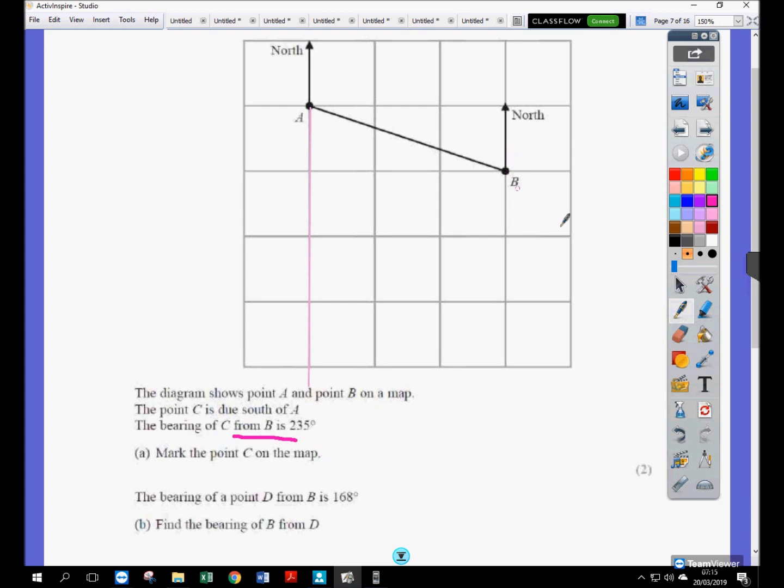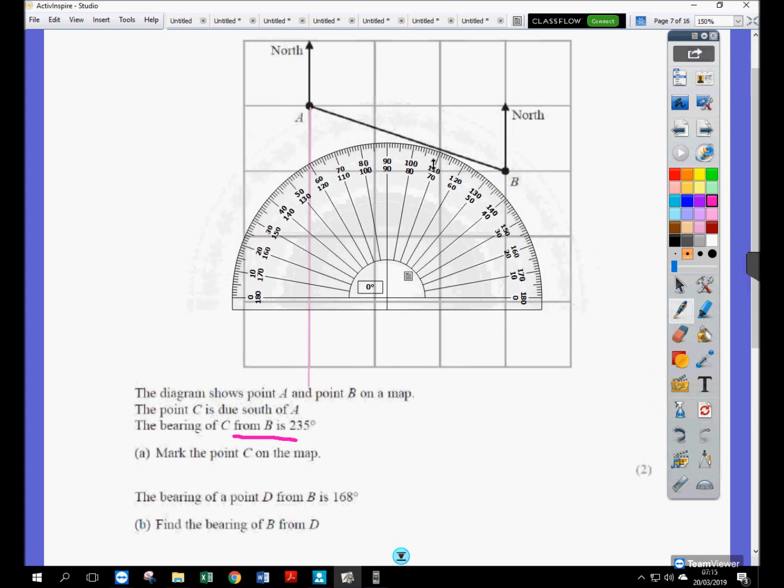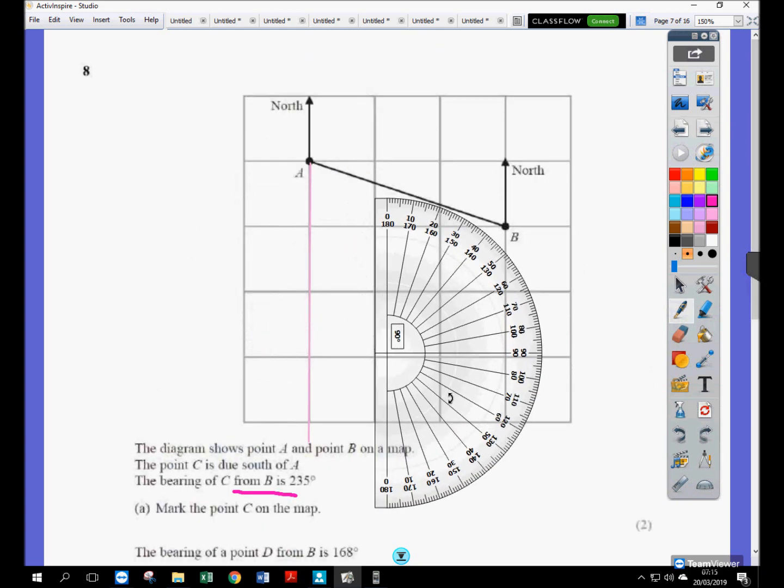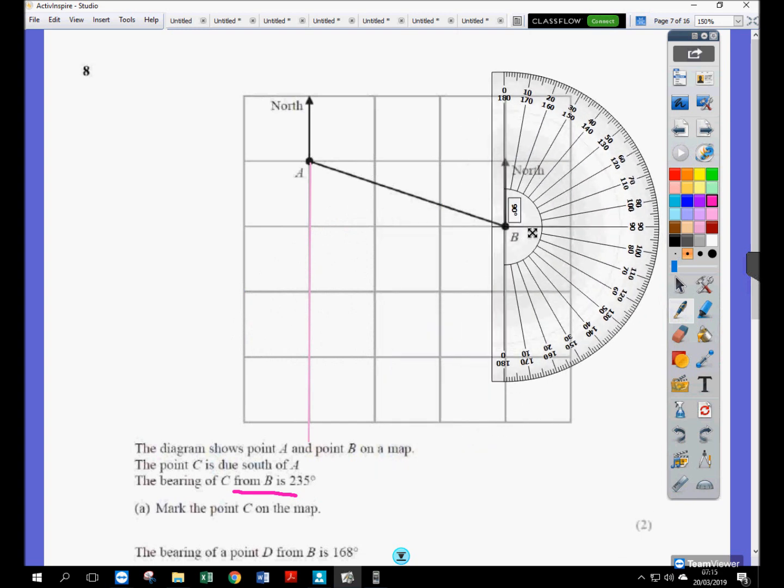Now, what you need to do is take your protractor and place it on the north line of B, because bearings are always measured in a clockwise direction like this. So I have to start here at the north line. You start at the north line and you go in a clockwise direction, but it's 235 degrees. What you need to bear in mind is that the protractor only goes up to 180. So I know that due south of B is 180 degrees.